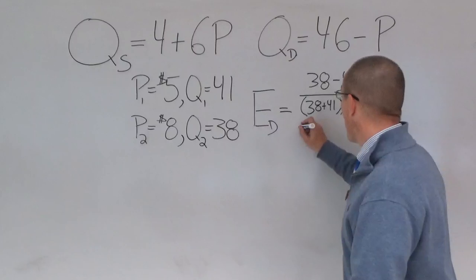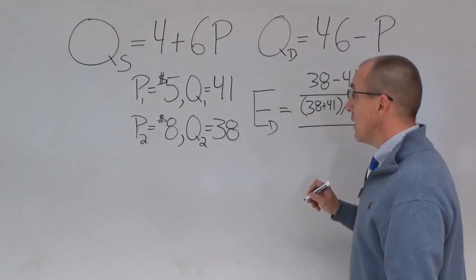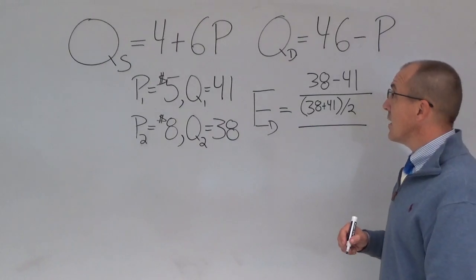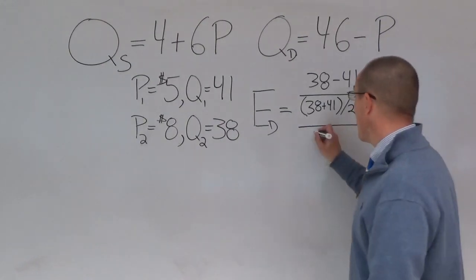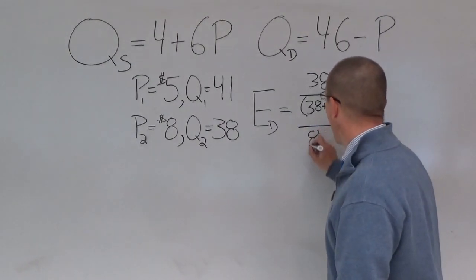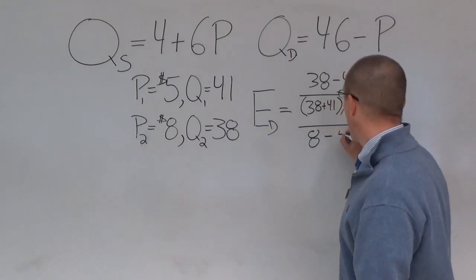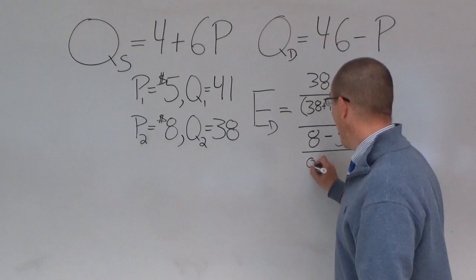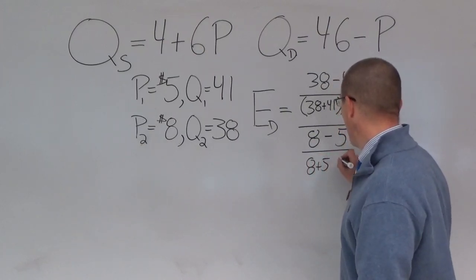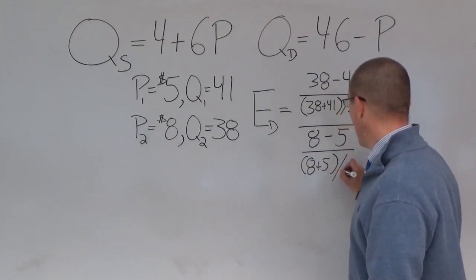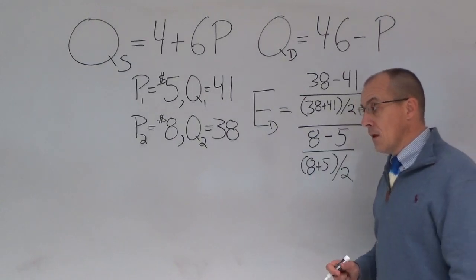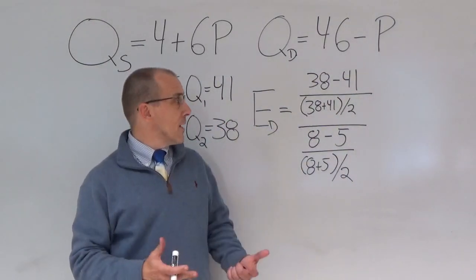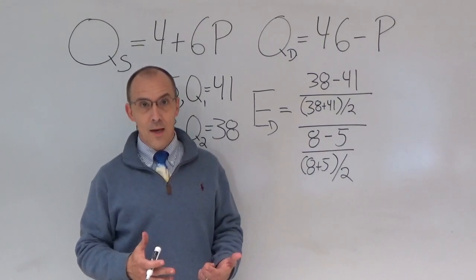The bottom part of our equation will be the price side, our percent change in price. In this case, what we're looking at is price number 2, 8, minus price number 1, 5, all divided by 8 plus 5, in parentheses, divided by 2. Okay? And so what we want to do now is crunch this out.